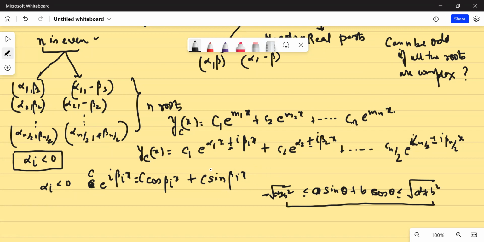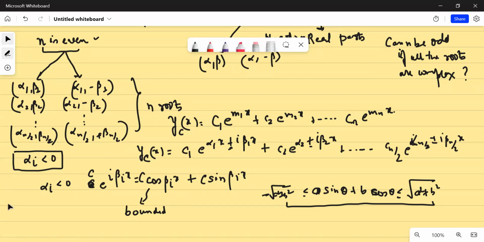So this is a bounded function. In general, this is a bounded function. And in fact, even if you add them up, this will anyway remain a bounded function. Cos beta I, you know that it remains between -1 and 1. Sin beta I, you know that it remains between -1 and 1. Overall, you know that this particular expression is a bounded function.